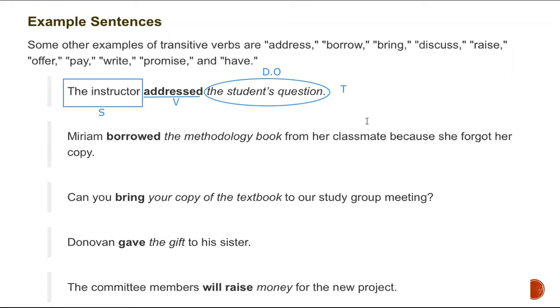Exactly. So, guys, this is the way you're gonna label all your homework, all the exercises that I will give you later for you to start working. This way: the subject with a rectangle, the verb with an underline, and the direct object with a circle, an ellipse or like a circle. Do you understand this? Everybody understand this? Yes.